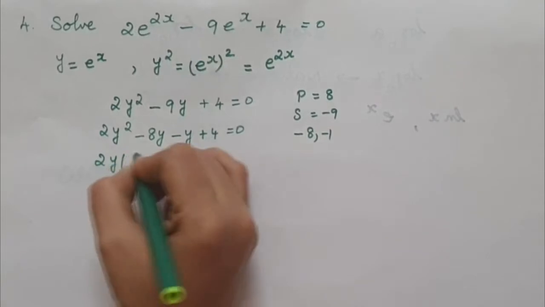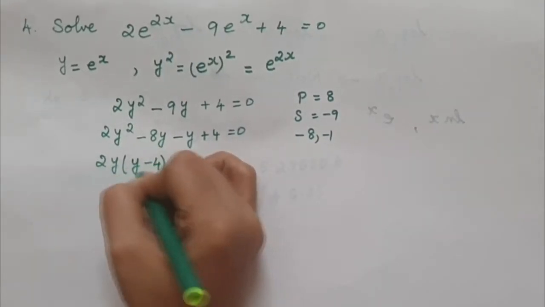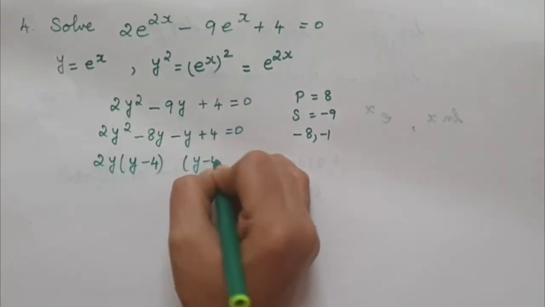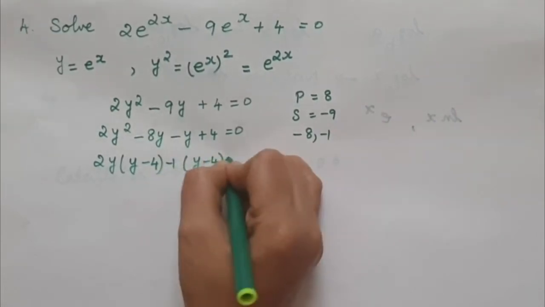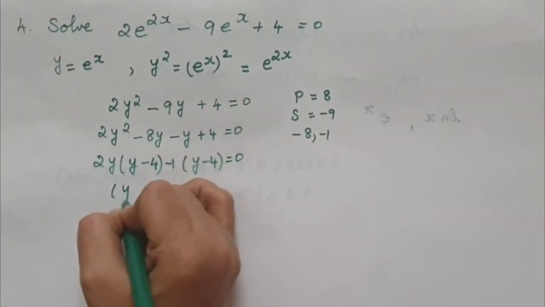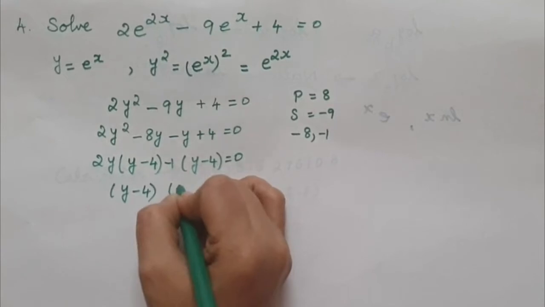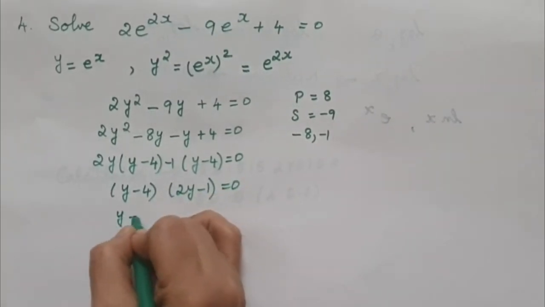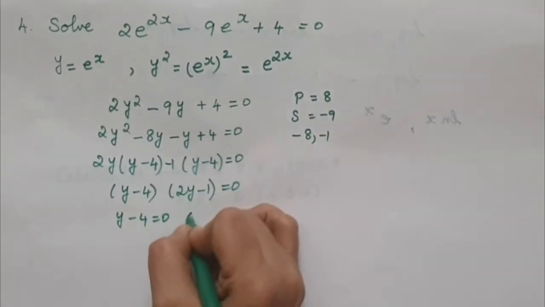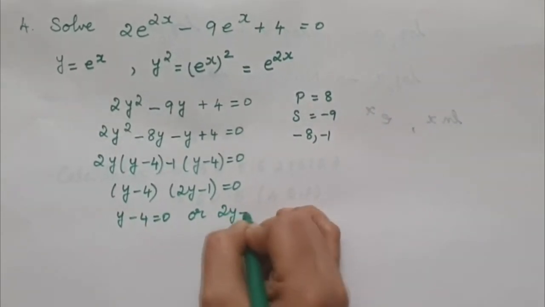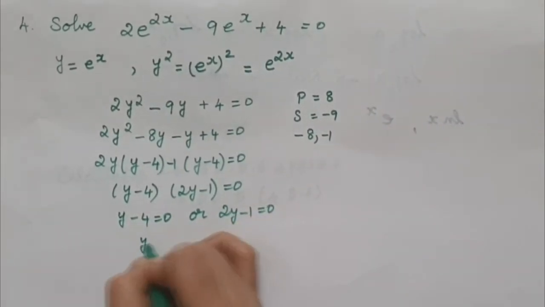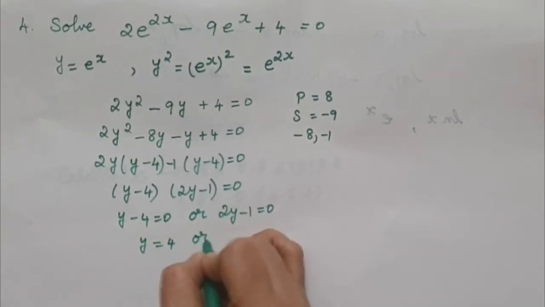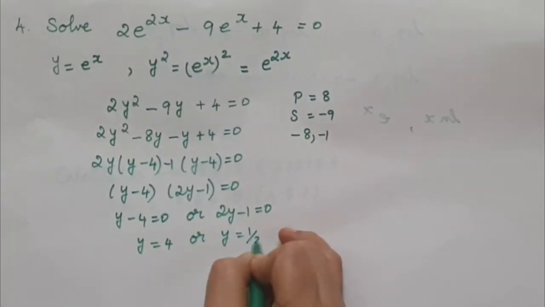So when we simplify it, it is 2y squared minus 8y minus y plus 4 equal to 0. So 2y we can take common, so y minus 4, and whatever is over here, write it. That is an easier way to solve it. So now it will be (y minus 4) into (2y minus 1) equal to 0. From this we get y minus 4 equal to 0 or 2y minus 1 equal to 0, so y equal to 4 or y will be equal to half.